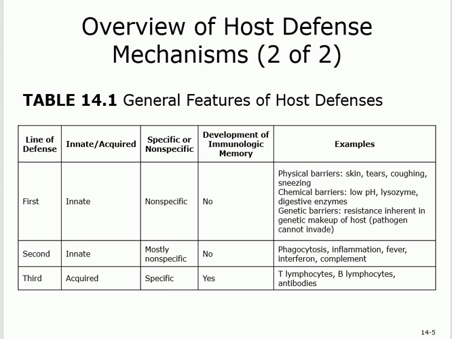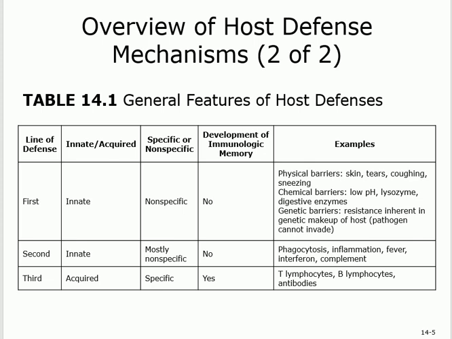Also digestive enzymes. This is something like our skin has some acidity, low pH. So if something goes in contact with the skin, it will be killed. Okay, lysozymes are going to kill anything that comes in contact. For example, the eye, the tears. The tears have lysozymes. So if something enters your eyes, the tears are going to break it down.